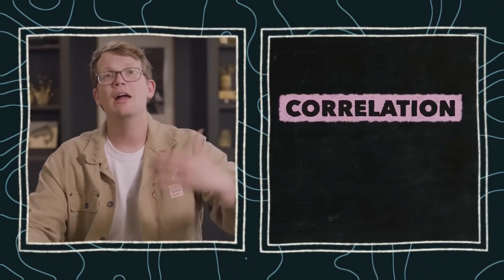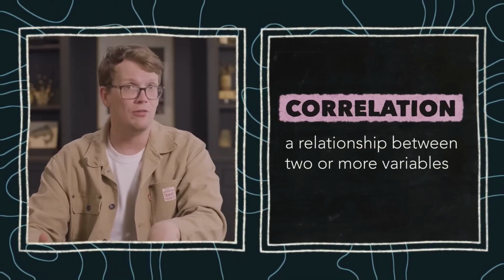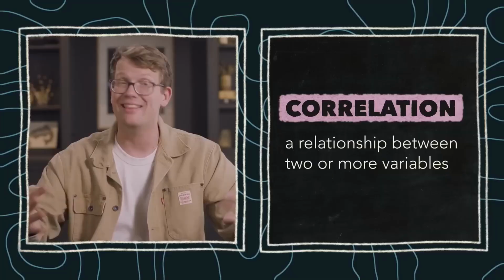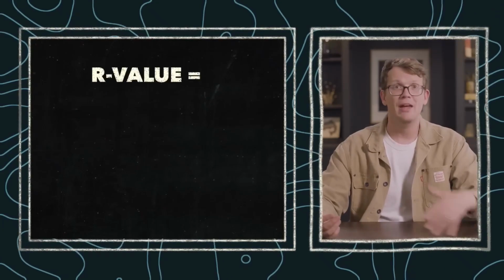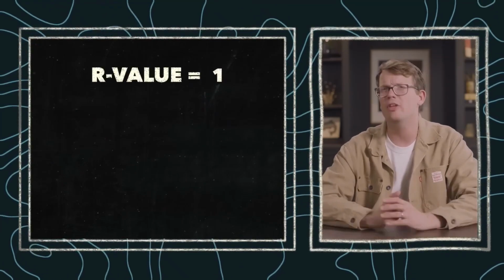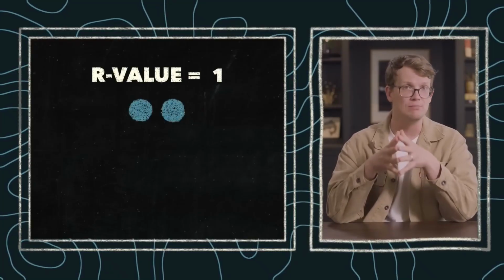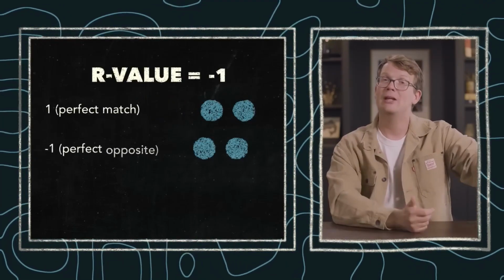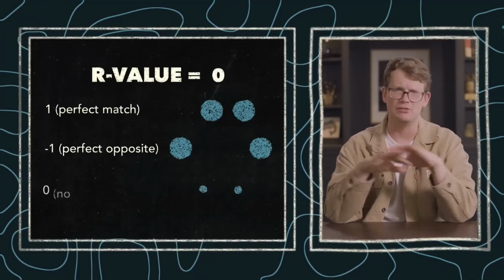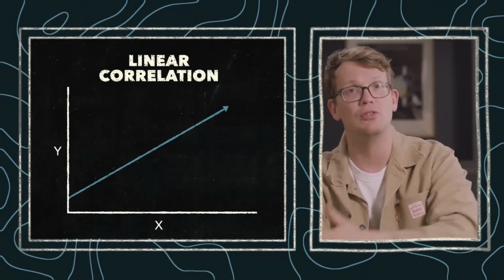A correlation is a relationship between two or more variables, which are basically anything that can be measured or counted. A correlation between two variables can be loose or it can be tight, which we quantify with their R value. It's a number from -1 to 1 that shows how tightly two things move together. 1 means a perfect match, -1 means perfect opposite, and 0 means no connection. The simplest kind of correlation is linear between just two variables.